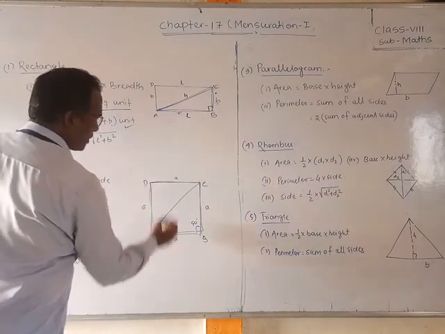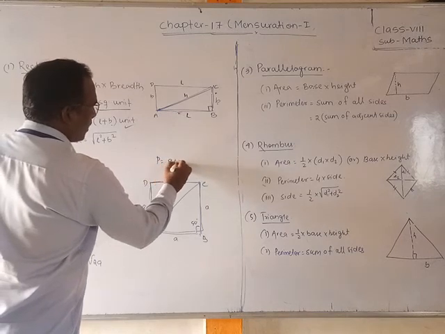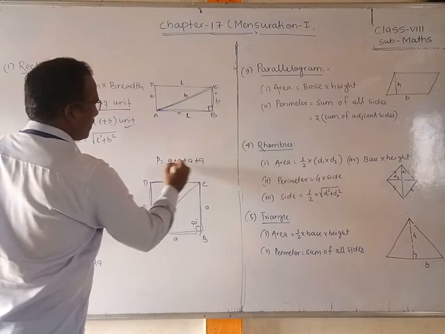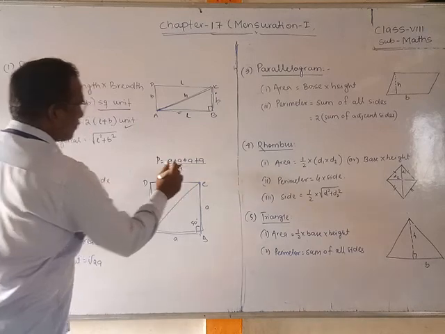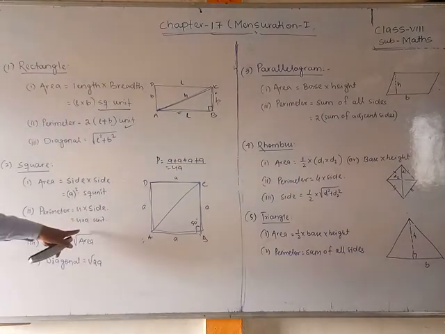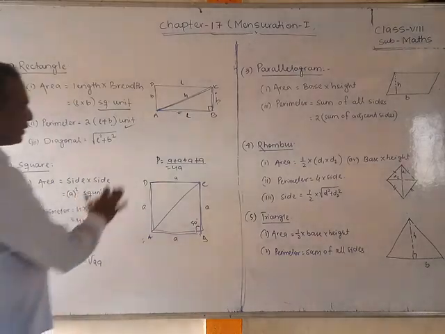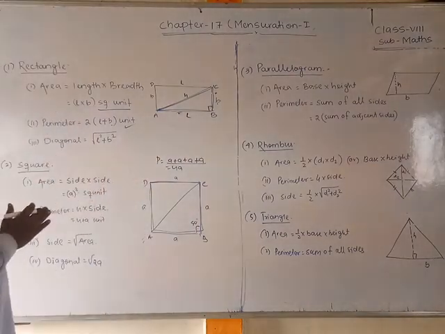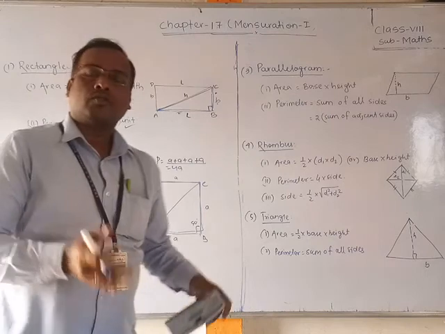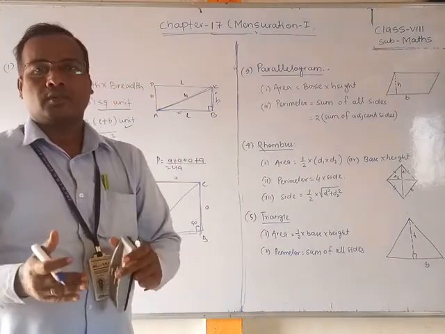That means the perimeter of a square is equal to a plus a plus a plus a, which is equal to 4a. By the formula we can write it as 4a inches. So side is equal to how much? Suppose the area of the square is given to you, how should you find the side of that square?